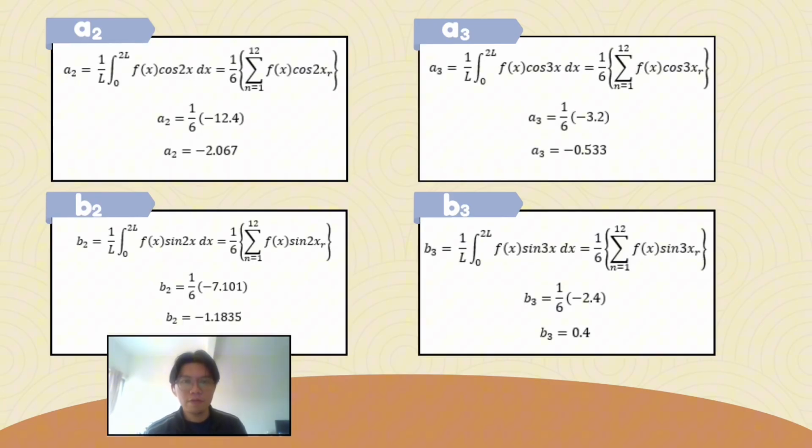Okay, next we need to find a2, b2 and a3, b3. So the formula is almost the same, but the value of x is changed. For a2 and b2 we use 2x, and for a3 and b3 we use 3x. So the value for a2 we got negative 2.067, and for b2 we got negative 1.1835. For a3 we got negative 0.533, and for b3 is equal to 0.4.